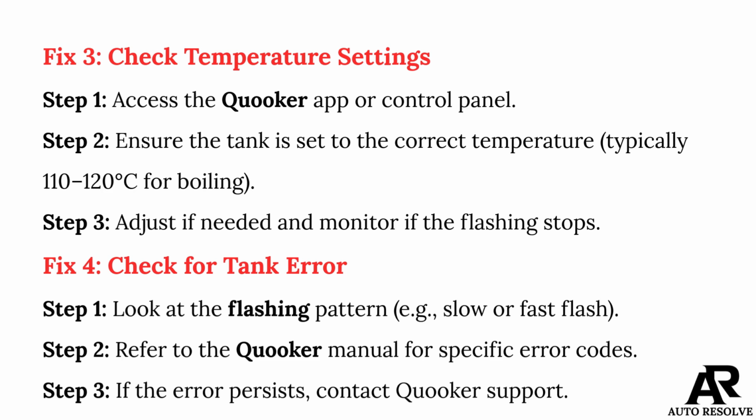Fix 3. Check temperature settings. Step 1. Access the Quooker app or control panel. Step 2. Ensure the tank is set to the correct temperature, typically 110 to 120 degrees Celsius for boiling. Step 3. Adjust if needed and monitor if the flashing stops.